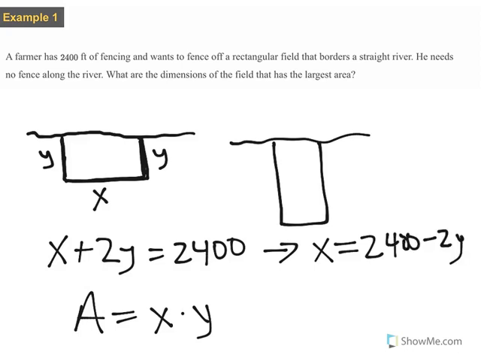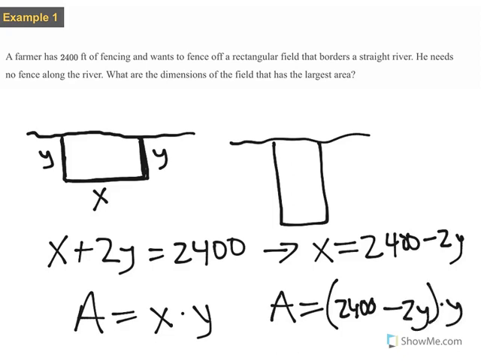And then what you might have done in your past is substitute in for x. So A is equal to x times, or actually we're replacing x, aren't we? Because x is solved by itself. So it's x, which is 2,400 minus 2y, and then times y. And here's why we can find a maximum in this problem, is because when you distribute the y here, you get 2,400y minus 2y squared.